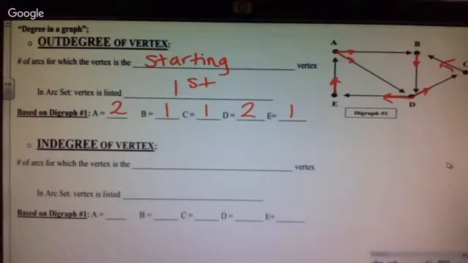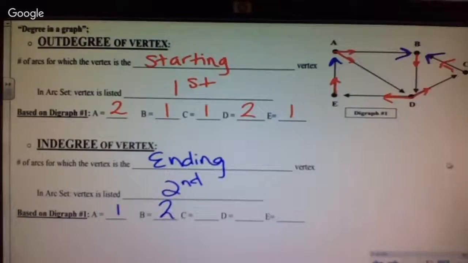So the out degrees are how many lines are pointing out. Your in degrees are how many lines are pointing in, which means the number of arcs for which the vertex is the ending vertex. And in the arc set, the vertex is listed second. It's my end. So how many lines are pointing in to A? 1. How many lines are pointing in to B? 1. How many are pointing in to C? 1. D is 2 and E is 1.